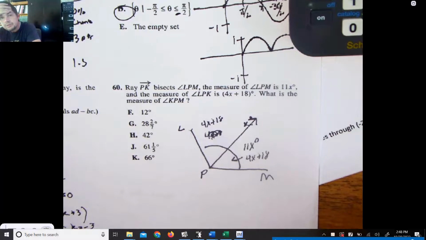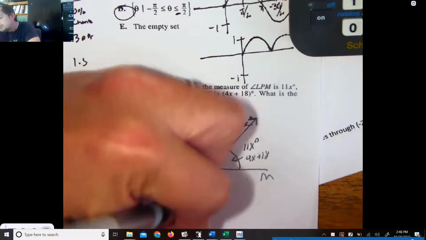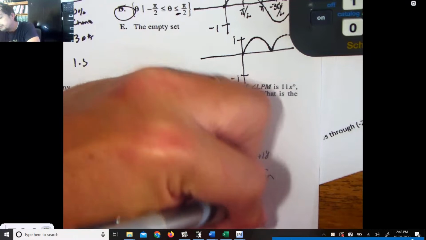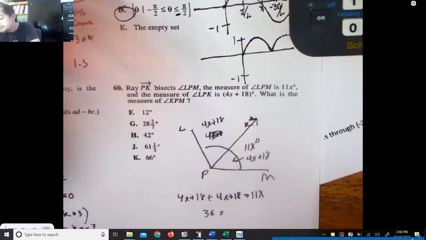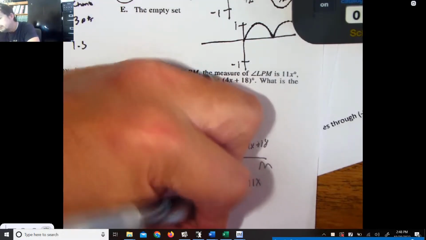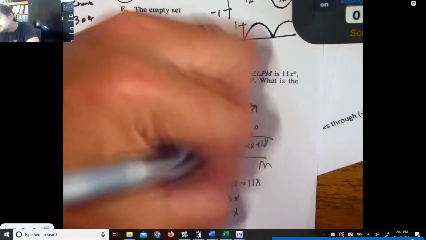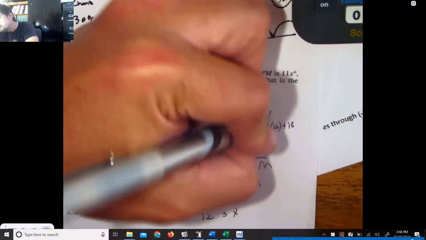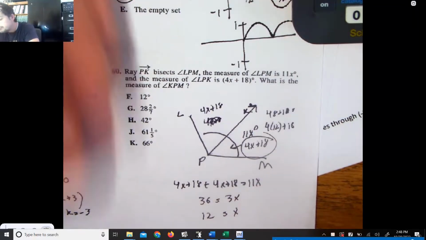They want the full measure of angle KPM, so we're going to solve for x. What we know about 4x plus 18 and the other 4x plus 18 is that they add to be 11x. x is on one side, numbers on the other. There's a 36 on the left when you add your 18s. 4 and 4 is 8. 11 minus 8 is 3, and my x value is 12. So, what's this one right here? It's 4 times 12, add 18, which is 48 plus 18, which is, what, 66?